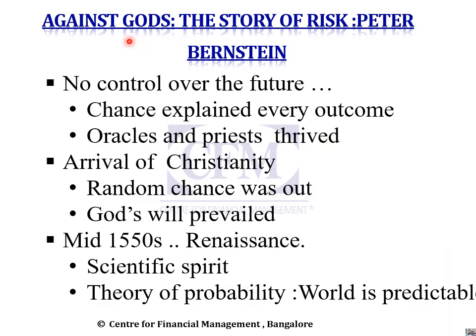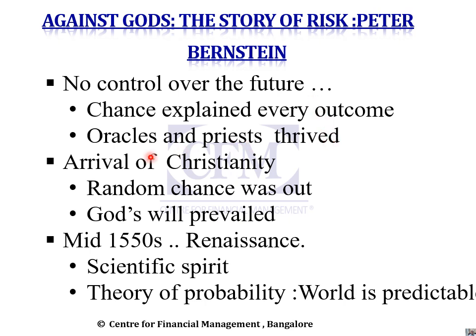In a very insightful book titled Against the Gods: The Story of Risk, Peter Bernstein, perhaps the most eminent financial historian of our time, argues that our view about risk depends on the temper of the time. He looked at how humans have viewed risk in the long history of mankind. Before the arrival of Christianity, people felt that they had no control over the future and chance explained every outcome. In this environment, oracles and priests thrived.